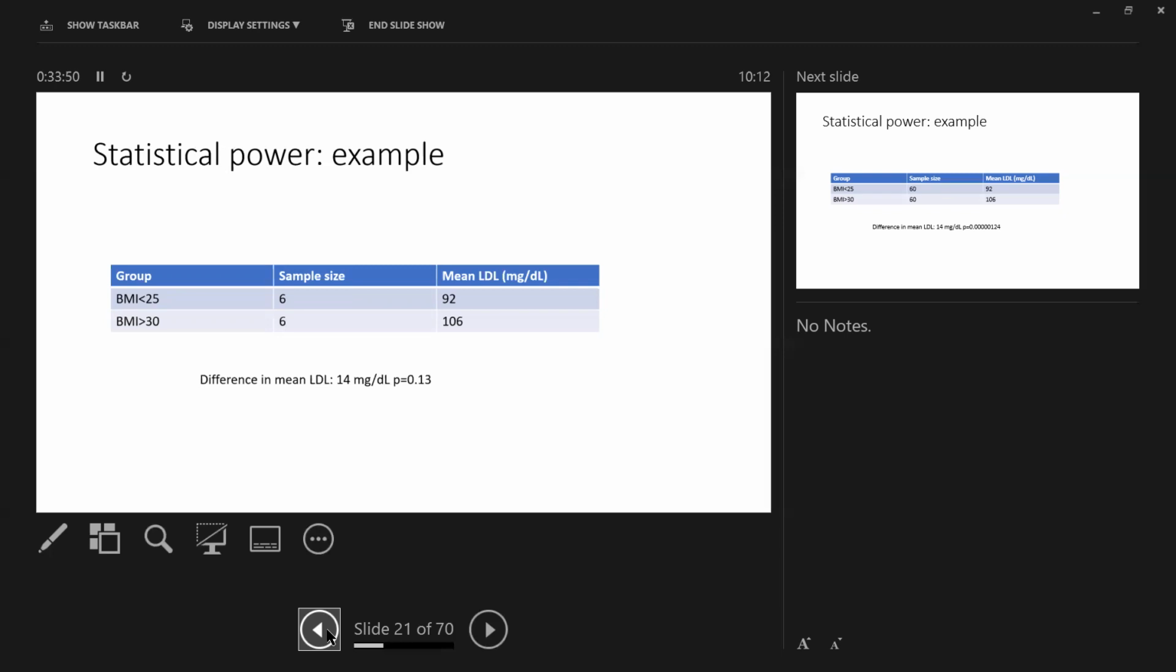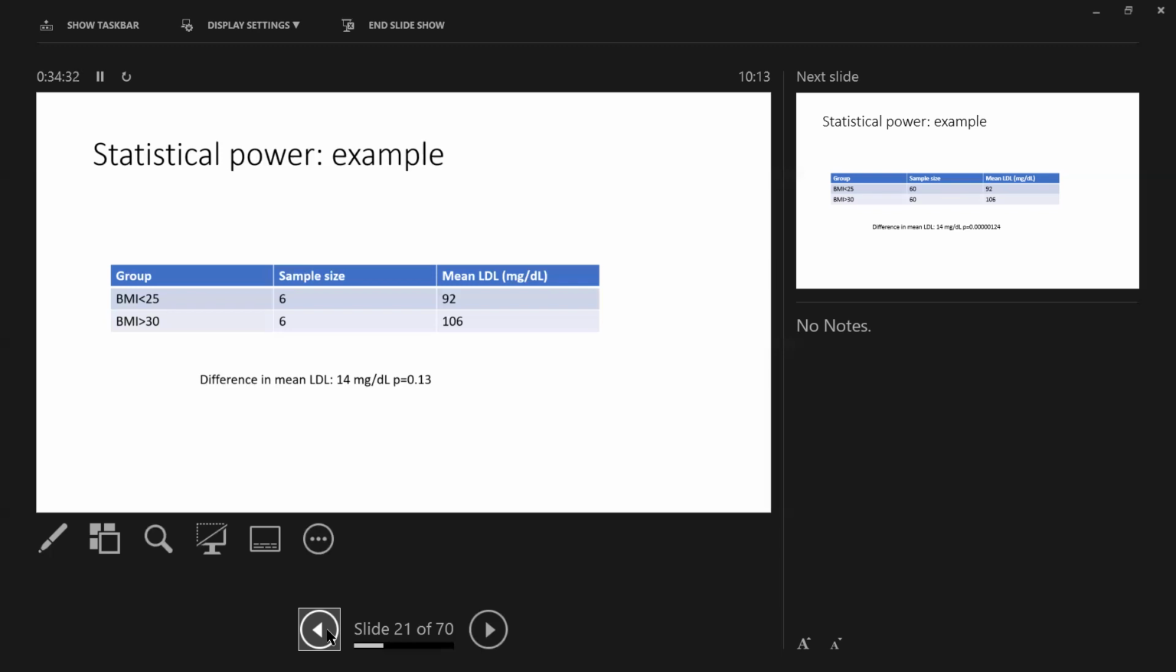And you find that in your very small study of 6 people in each group, among those who have a normal BMI, the mean LDL is 92, which is the normal value. And in those who are obese, mean LDL is 106. So you have a difference in mean cholesterol levels of 14 milligrams per deciliter. If you do the math, which you can do with a simple sample size calculator or a p-value calculator, in this particular example, p is 0.13. So you cannot exclude the fact that the difference is purely due to chance.